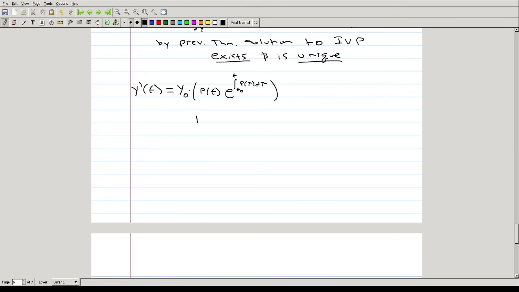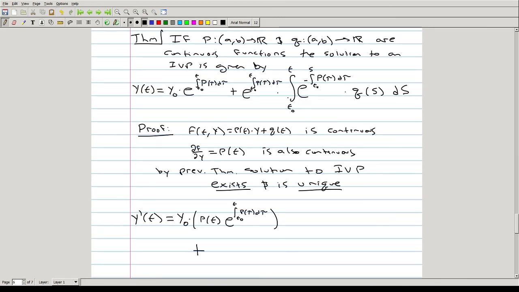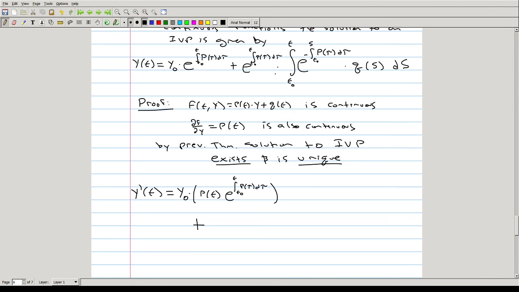And then we have to add to this the derivative of this term right here, which is a little bit more complicated to write down. The first derivative rule that we're going to have to use is the product rule. And so this is going to be the derivative of this term, which is p of t times e to the integral t naught to t of p of tau d tau times the integral from t naught to t of e to the negative integral from t naught to t of p of tau d tau, q of s ds. Oh, that should be s right there too.